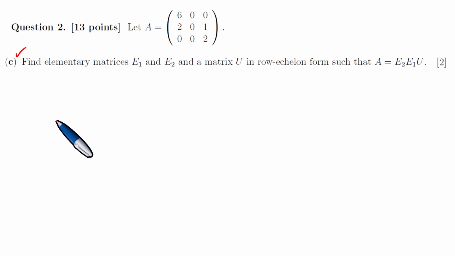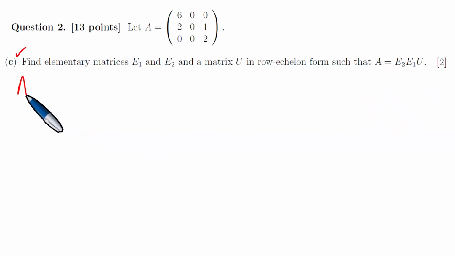So if we then say, find elementary matrices E1, E2, and a matrix U in echelon form, such that A equals E2 E1 times the upper triangular matrix. In other words, we are attempting to factorize the matrix here. Now obviously there are a couple of ways that we can use to attempt to factorize this matrix.